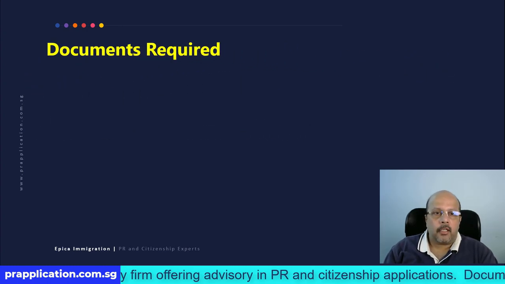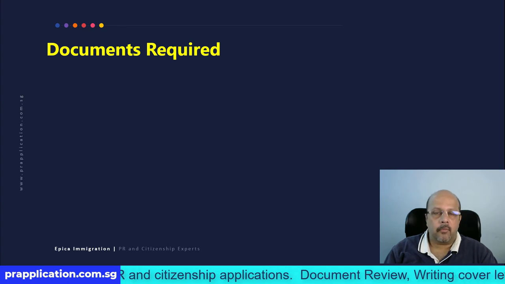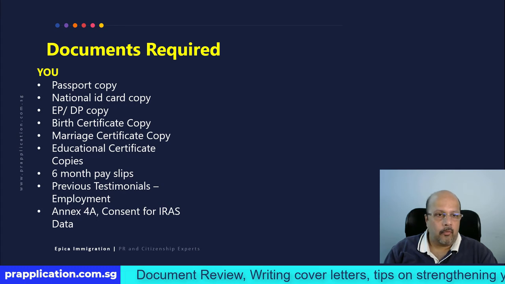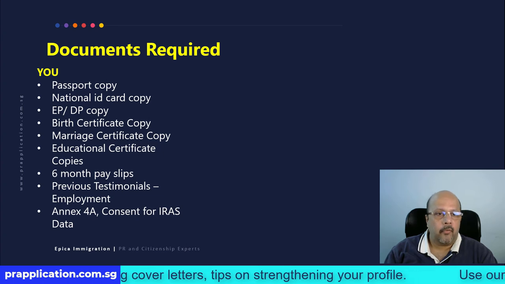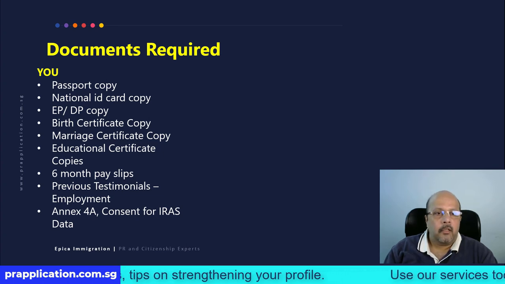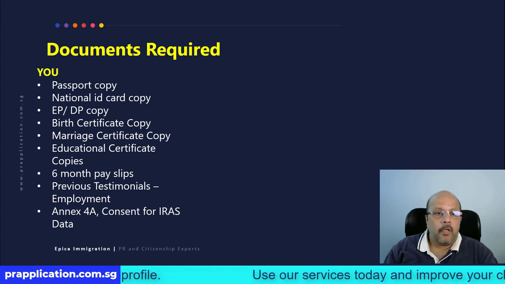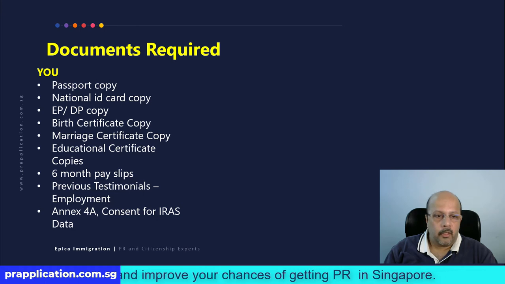So moving on to the next slide then, what are the documents required for filing a permanent residency application? So these are the documents which are required for you, the main applicant: your passport copy, your home country's national ID card copy, if any, your EP/DP card copy, birth certificate copy, marriage certificate copy if applying with family, educational certificate copies, 6 months payslips.